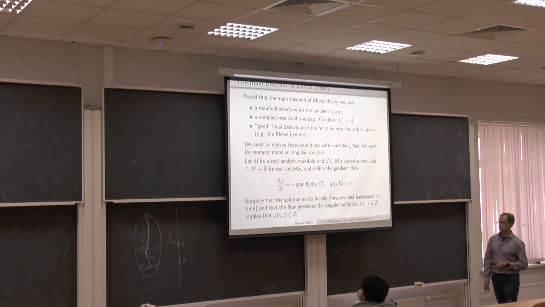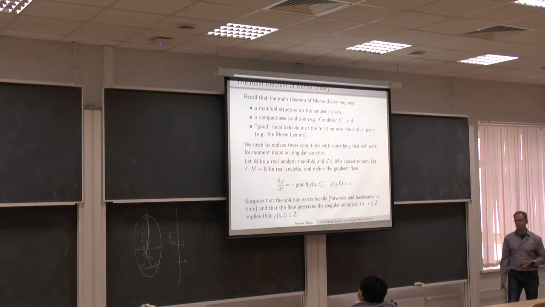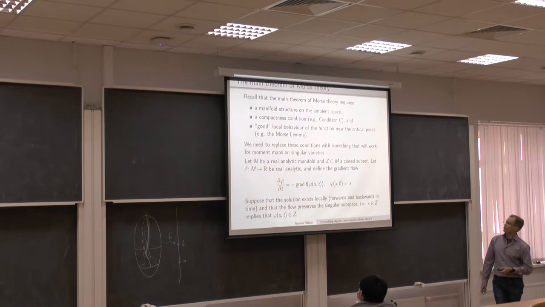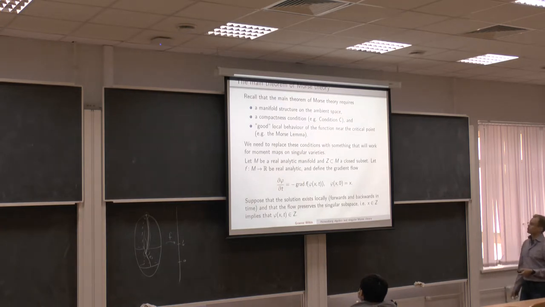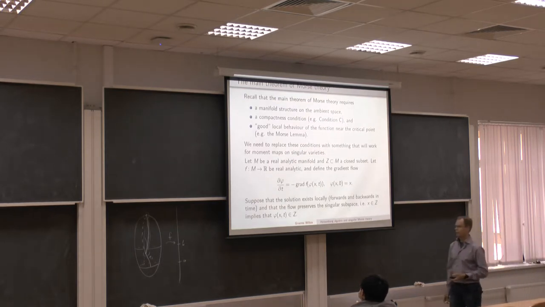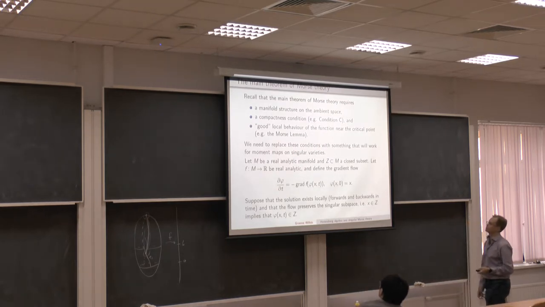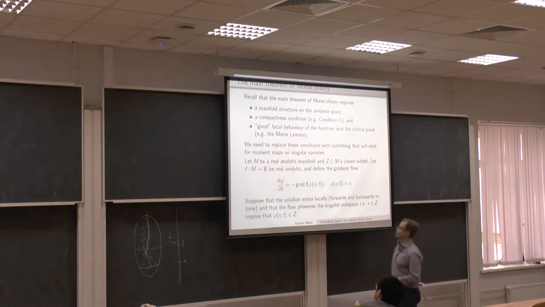Okay, so I'll just describe the main theorem of Morse theory for singular spaces. The previous theorem that I described uses all these conditions. So it has to be a manifold, so you have good local coordinates around the critical points, some kind of compactness condition, and some sort of nice local behavior, like the fact that it's a hyperbolic dynamical system or something like that. So we want to replace each of those conditions somehow.